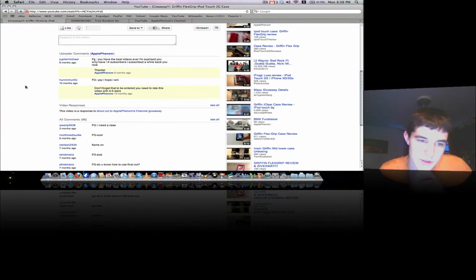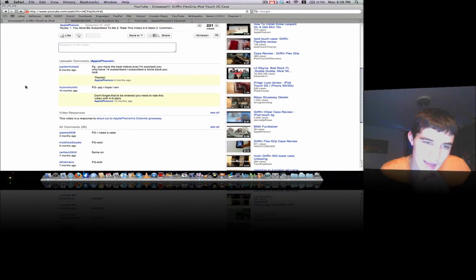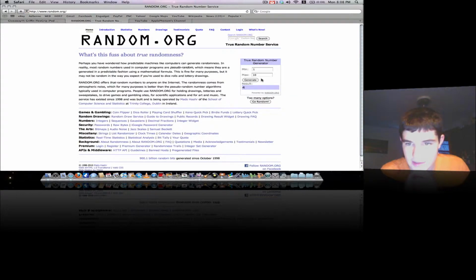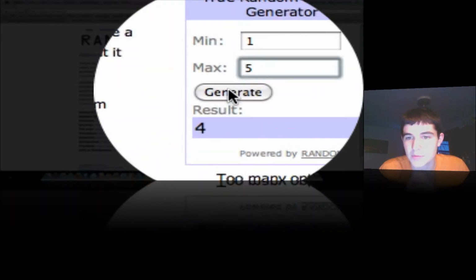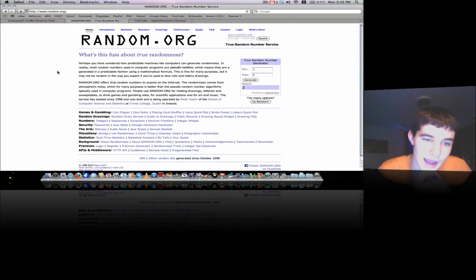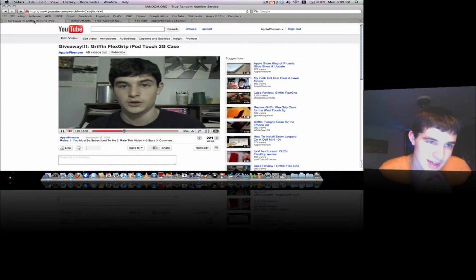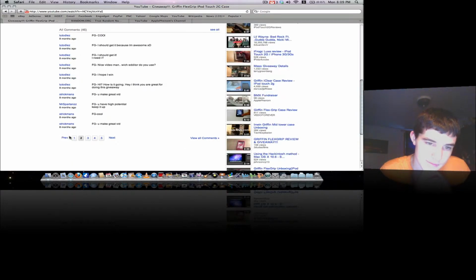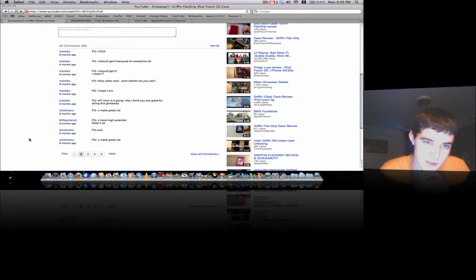The first thing I'm going to do is pick what page the winner is going to be on. So we have to go to random.org. Since there are five pages, I'm going to make the maximum five and the minimum one, and I'm going to generate a number. The people who have a chance to win are on the second page, so I'm going to move over to the second page. And we are on the second page.